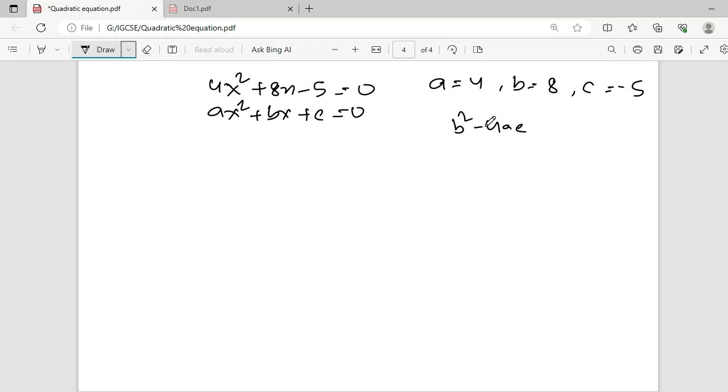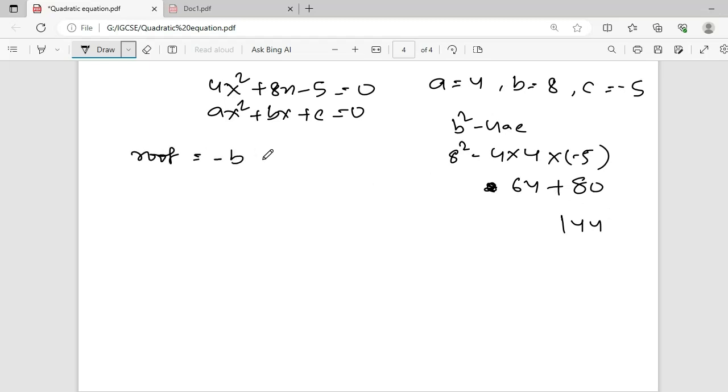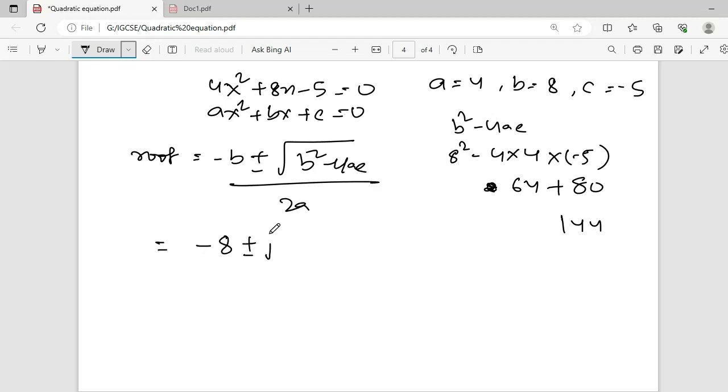So find out b square minus 4ac, which is 8 square minus 4a, and c is minus 5. 8 square is 64, plus 4 into 4 is 16, 16 into 5 is how much? 80, which gives 144. Okay, so it is greater than 0, right? That means we have a solution, and distinct solutions. So go with the roots. Formula for the roots is minus b plus minus square root of b square minus 4ac upon 2a. What is b? 8. I am going to substitute here minus 8 plus minus square root of 144 upon 2 into a, which is 4.